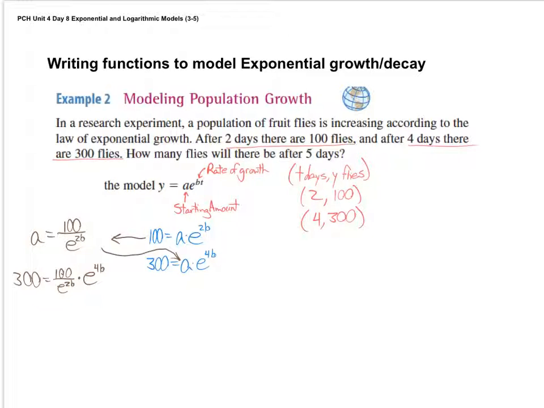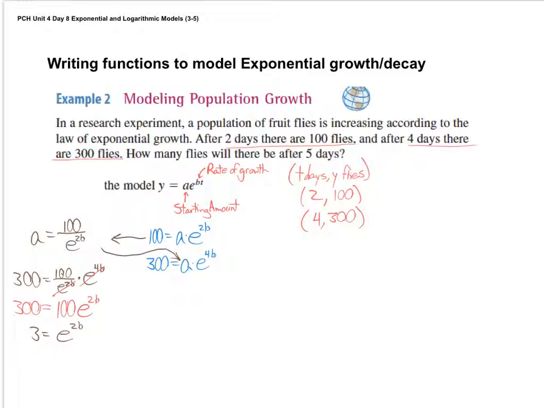Okay? So at this point, we would reduce. Anytime you're dividing and have the same base, you subtract the exponent. So that would be e to the 4b minus 2b. So that's e to the 2b power times 100 equals 300. Okay? So of course we'll divide by 100. That's e to the 2b.